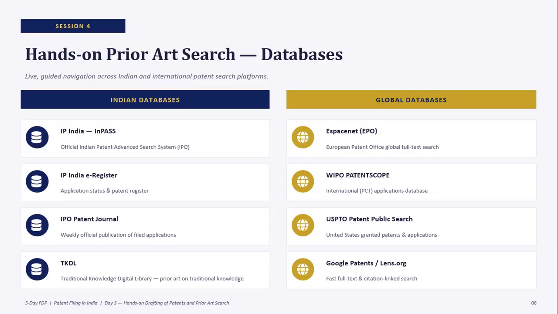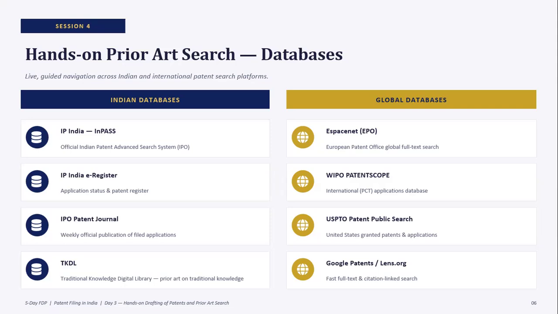We now come to the most important practical component of today's program, hands-on prior art search. The objective is to learn how to navigate Indian and international patent databases systematically. Among the Indian resources covered today is Intellectual Property India, the Indian Patent Advanced Search Engine. We will also consider IP India e-Register, which provides information relating to application status and the patent register.